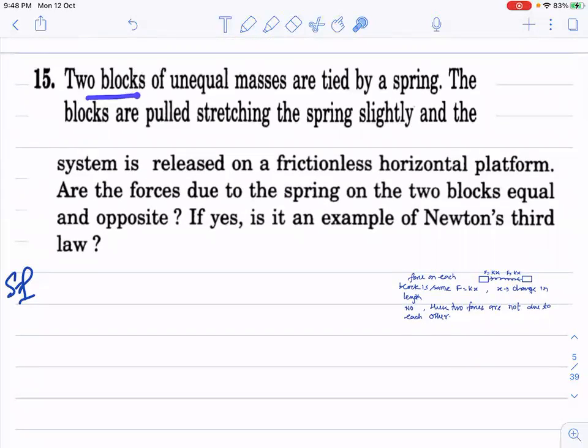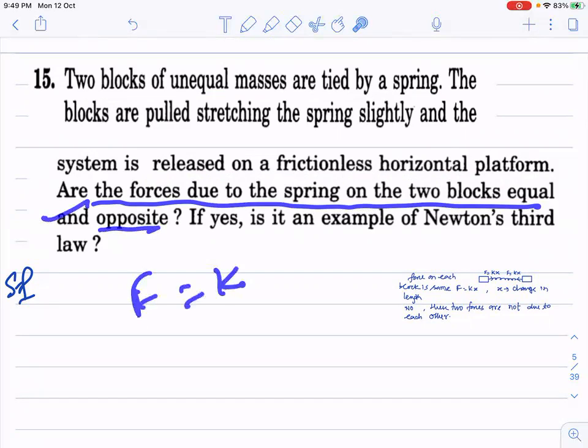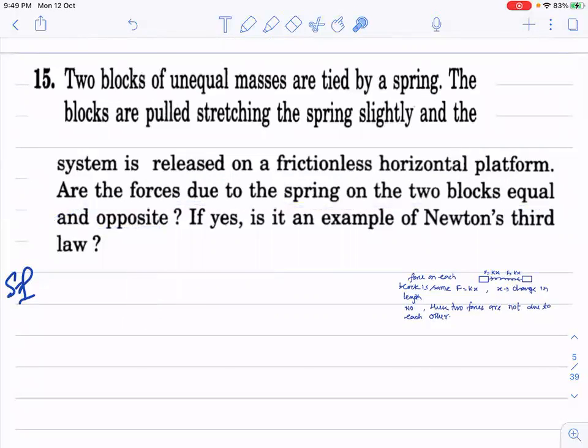Fifteenth: two blocks of unequal masses are tied by the spring. The blocks are pulled, stretching the spring slightly, and the system is released on the frictionless horizontal platform. Are the forces due to the spring on the two blocks equal and opposite? Yes, because F is equal to Kx. Change of length of the spring is same, so force will be same. Okay. If yes, it is an example of Newton's third law.